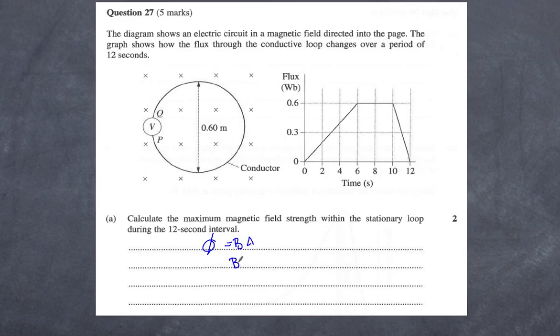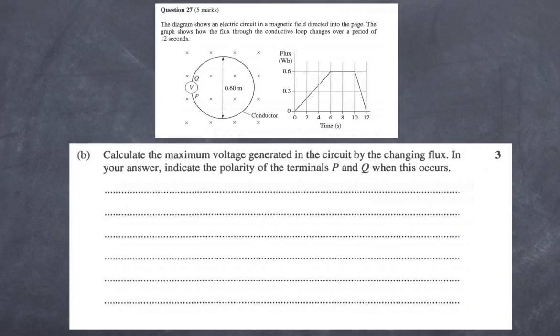And so therefore the magnetic field strength is equal to the flux divided by the area. Now the flux in this case is equal to 0.6, and the area of course is pi r squared. Now pi r squared, r of course is equal to 0.3. So we have pi multiplied by 0.3 squared. And if you calculate that out, you get 2.12 Tesla.